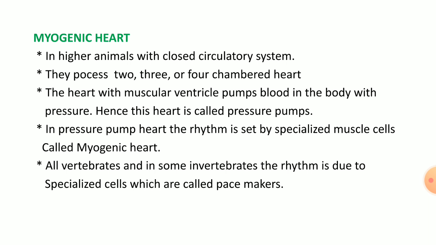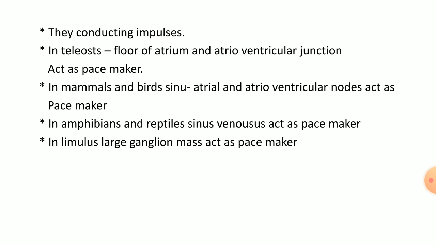In the pressure pump heart, the rhythm is set by specialized muscle cells. In all vertebrates and in some invertebrates, the rhythm is due to specialized cells called pacemaker, conducting impulses. In teleosts, the floor of the atrium and atrioventricular junction act as a pacemaker. In mammals and birds, sinoatrial and atrioventricular nodes act as pacemaker. In amphibians and reptiles, the sinus venosus acts as a pacemaker. In limulus, a large ganglion mass acts as pacemaker.